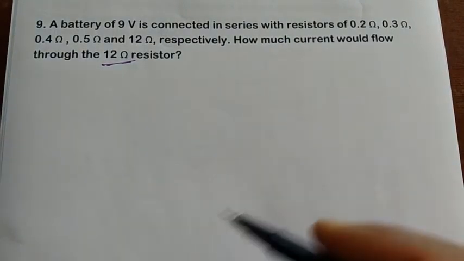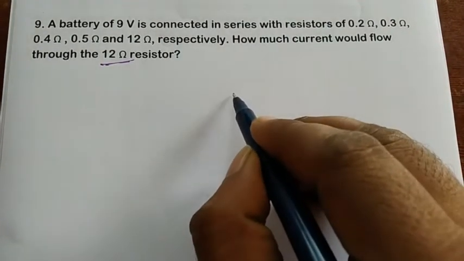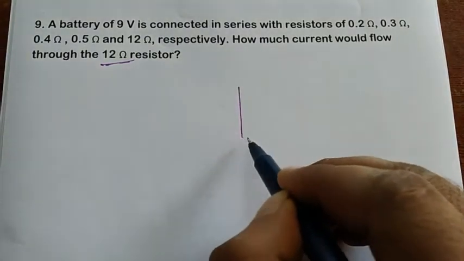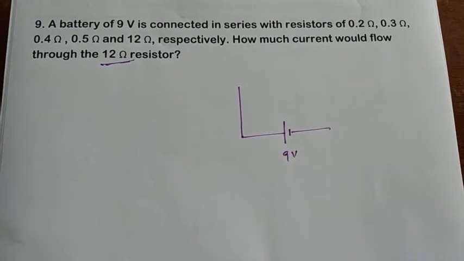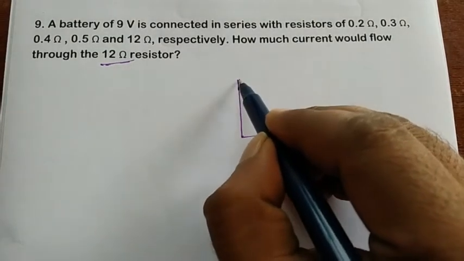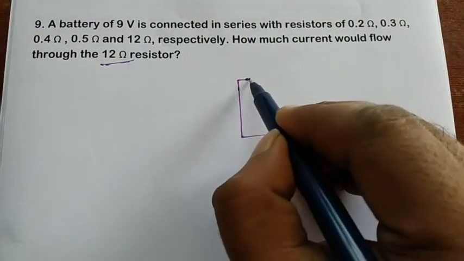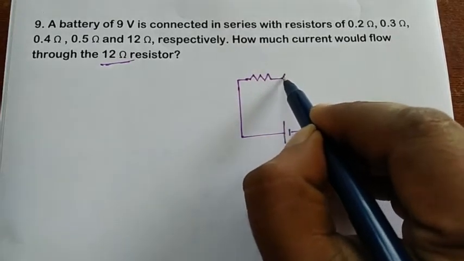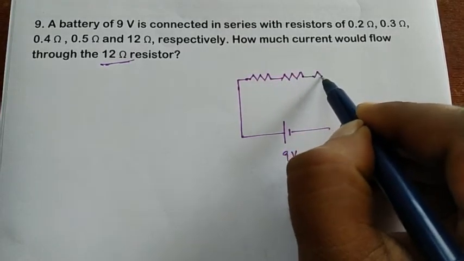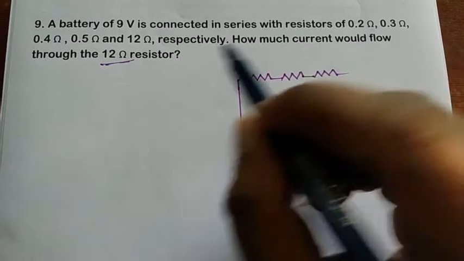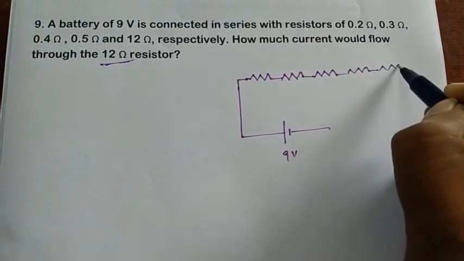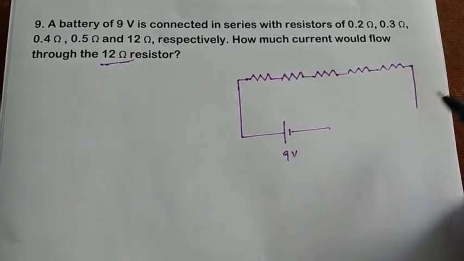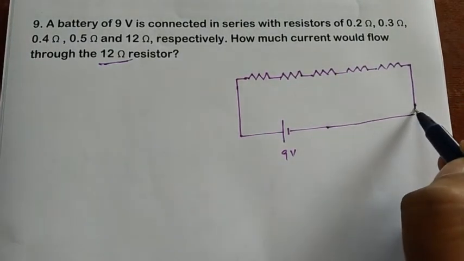First of all, I want to construct a circuit diagram. A battery is there, which is a 9 volts battery, and this circuit is connected with a series of resistors. So this is the first resistor, this is the second resistor, and this is the third resistor. 1, 2, 3, 4, 5. This is the fourth resistor, and this is the fifth resistor. So total 5 resistors, and this is a closed circuit.